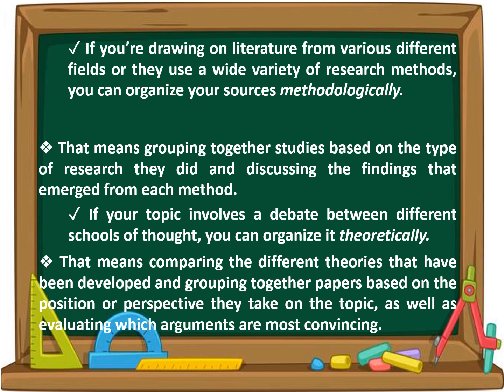If you're drawing on literature from various different fields or use a wide variety of research methods, you can organize your sources methodologically. That means grouping together studies based on the type of research they did, and discussing the findings that emerged from each method. If your topic involves a debate between different schools of thought, you can organize it theoretically. That means comparing the different theories that have been developed and grouping together papers based on the position or perspective they take on the topic, as well as evaluating which arguments are most convincing.